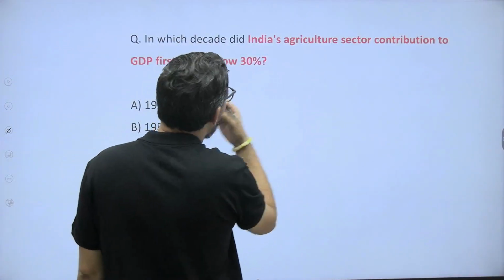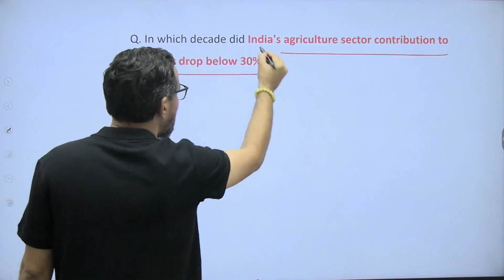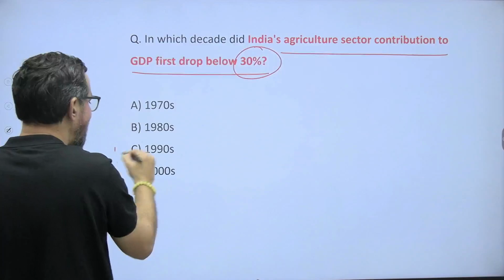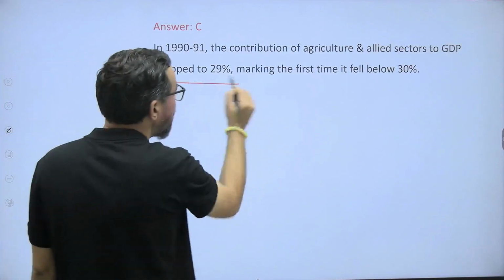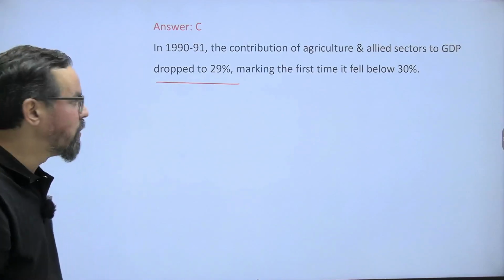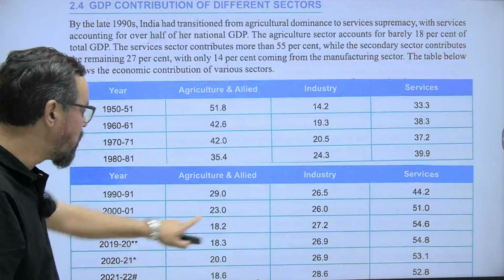Which decade did India's agriculture sector contribution to GDP drop below 30%? So what was the year? The 1990s. That was the very first time it came to 29%. 1991 was the period when it came to 29%. So this is the overall contribution.